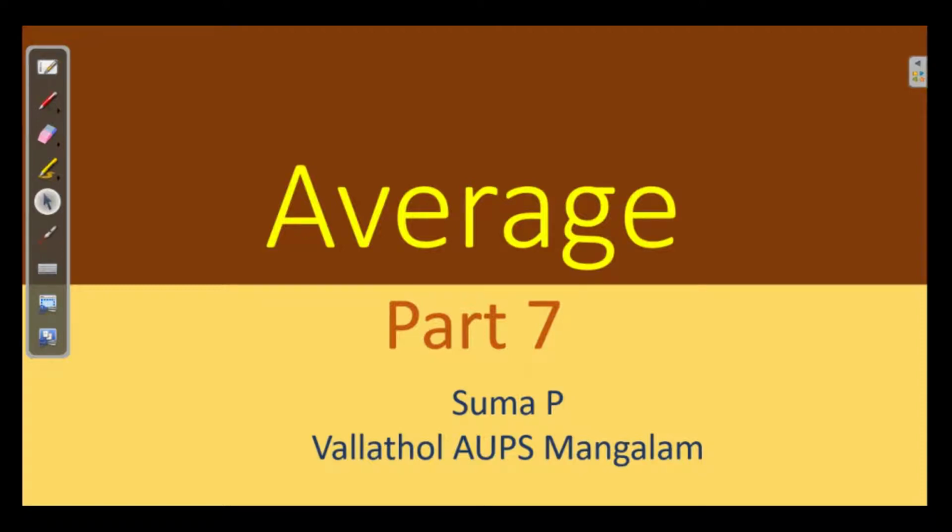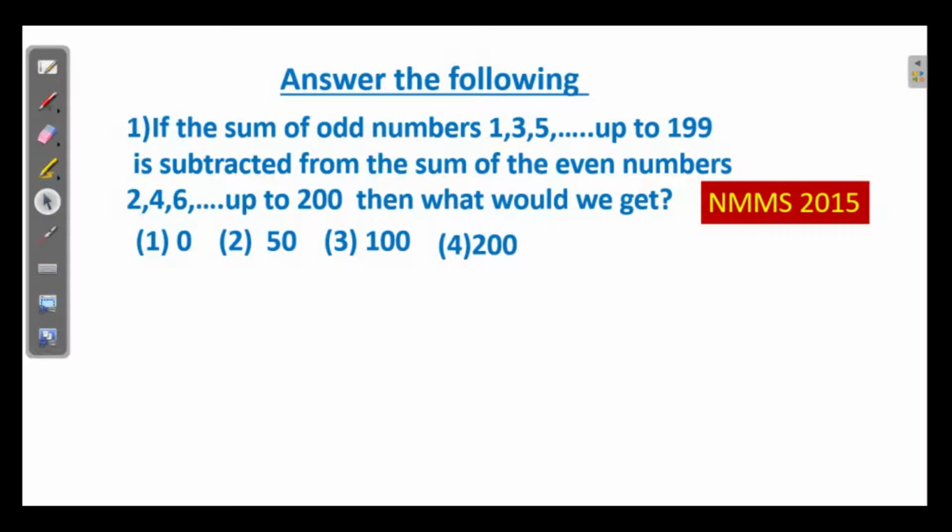Hi, in today's class on average, let us see 4 questions of NMMS and 1 of USS. Both the exams have almost the same math syllabus. The first question is, if the sum of odd numbers 1, 3, 5, etc. up to 199 is subtracted from the sum of even numbers 2, 4, 6, etc. up to 200, then what would we get?